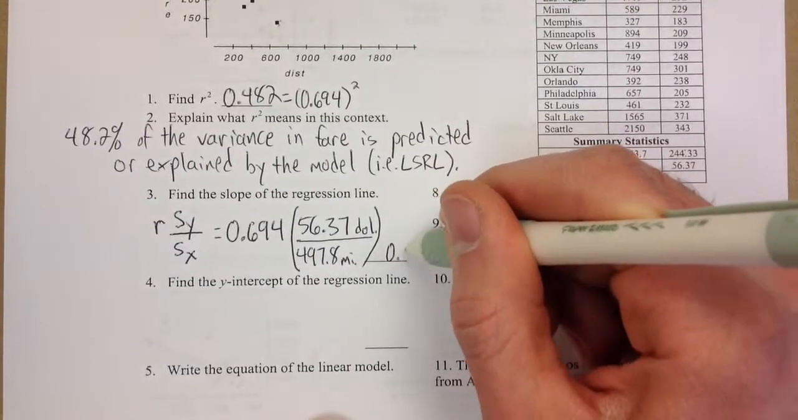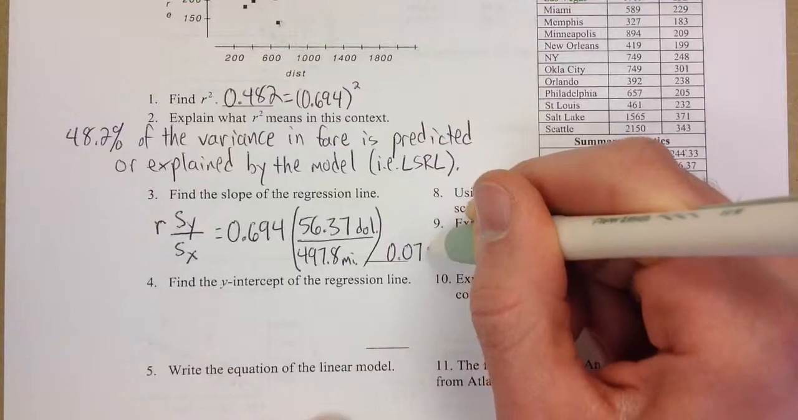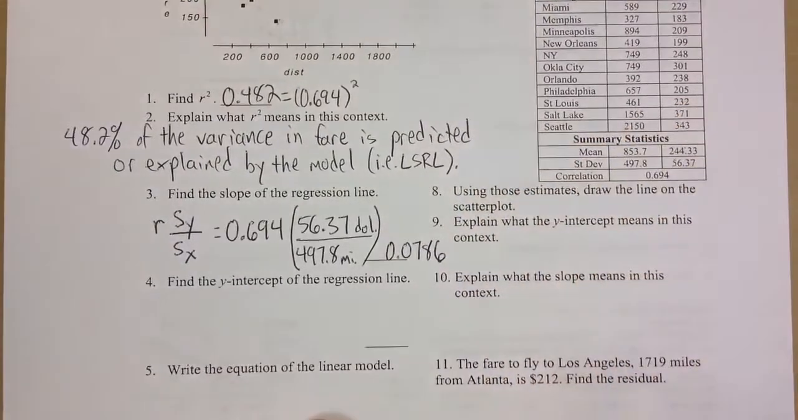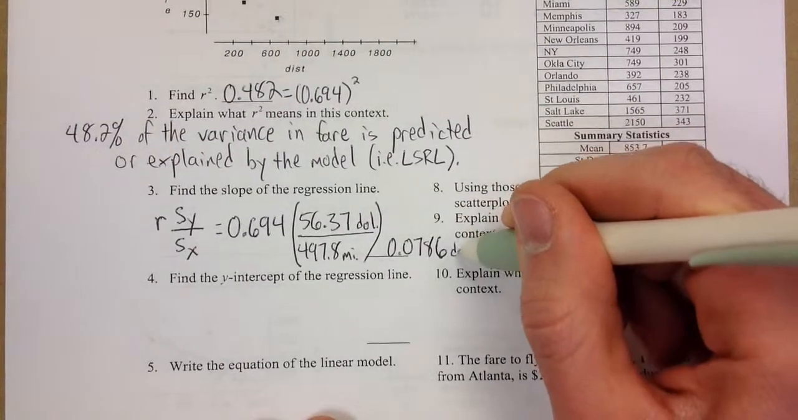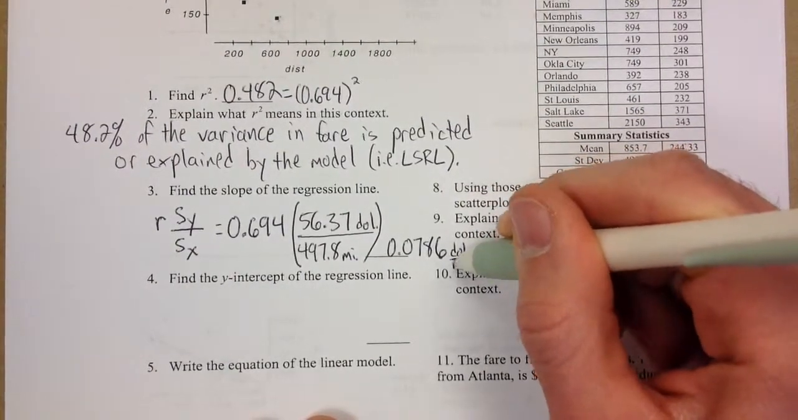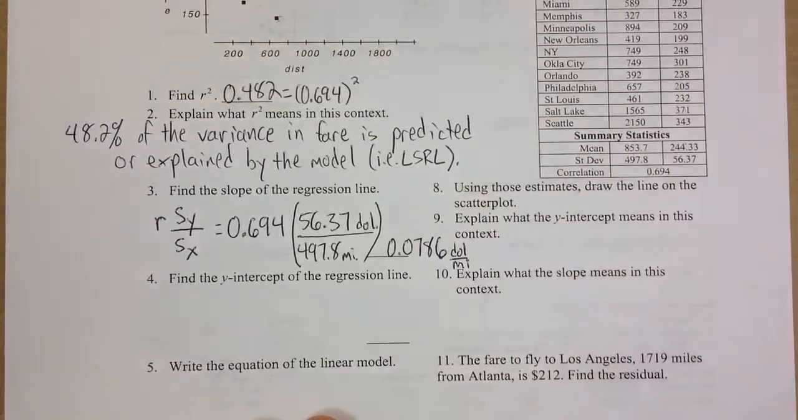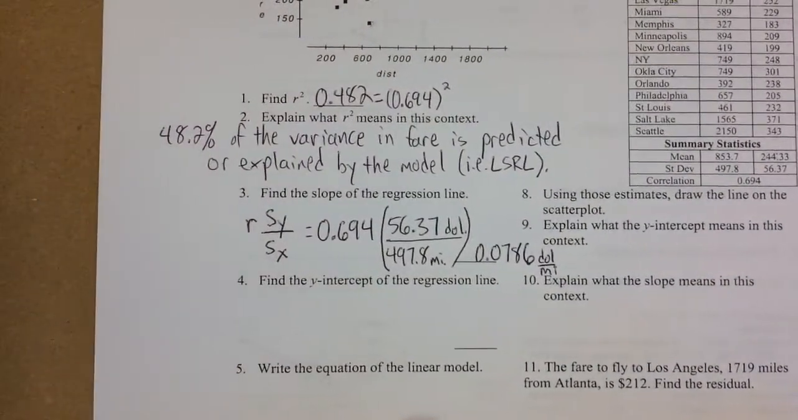So 0.0786, that's how precise I'll be. And it's dollars per mile. That helps in the interpretation.